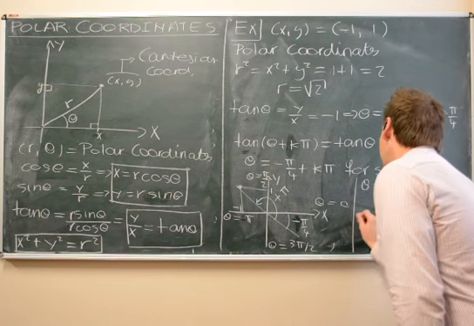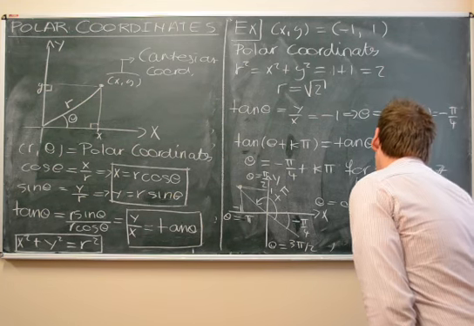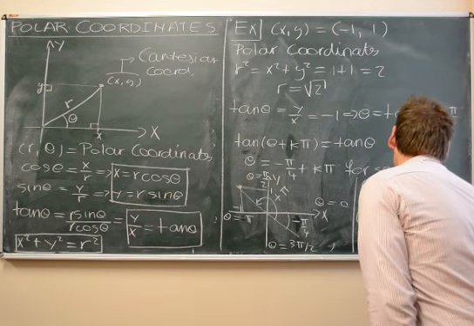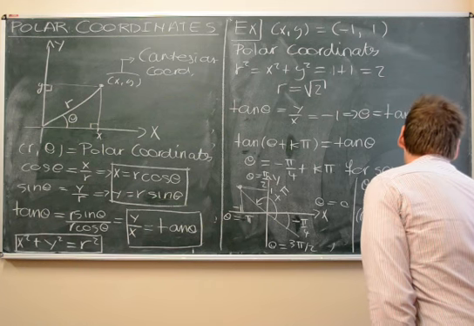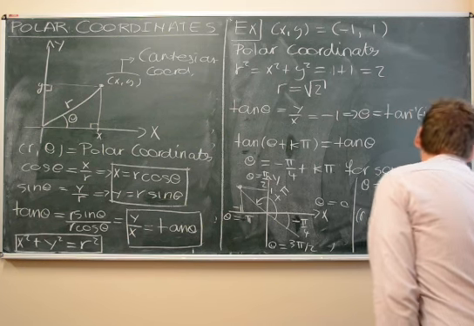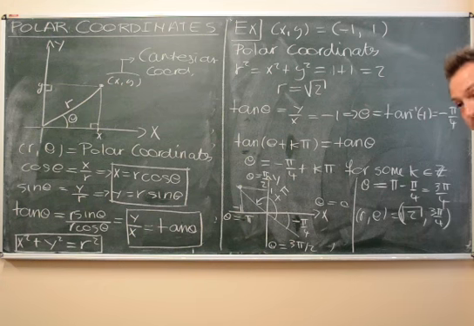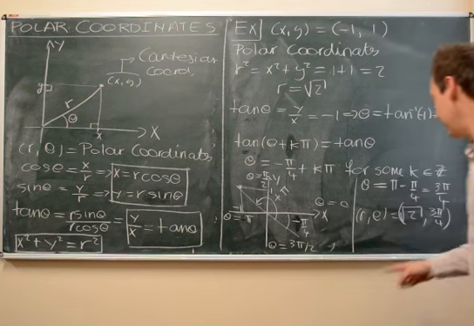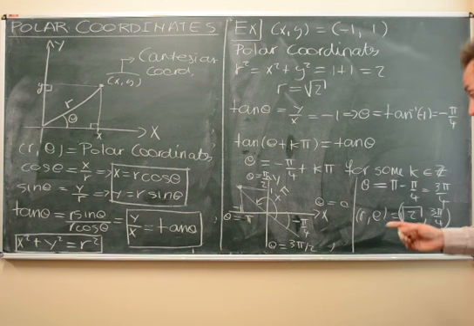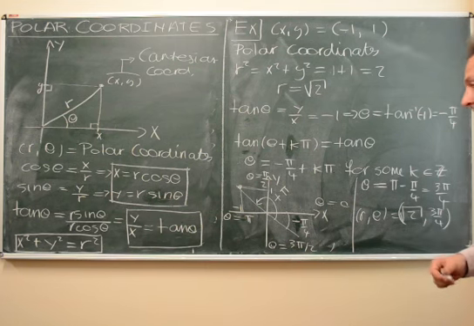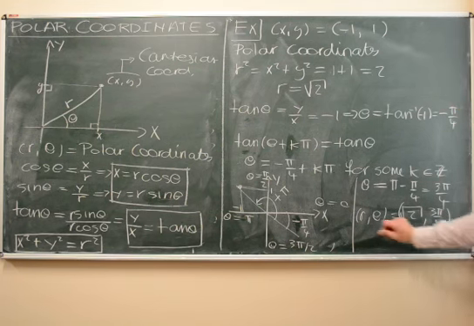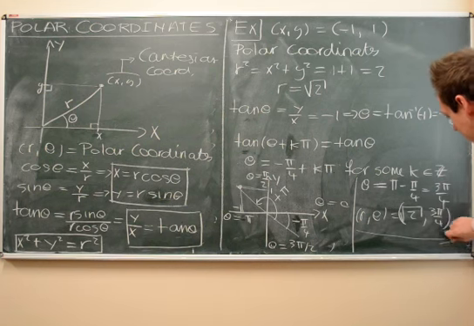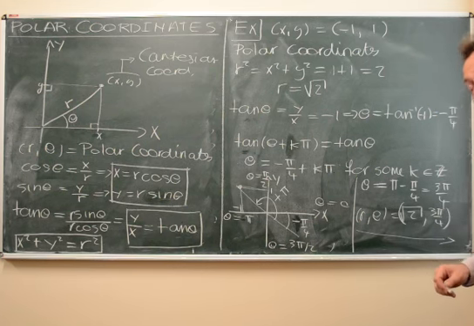So the polar coordinates r, theta for this point: r is root 2, theta is 3 pi over 4. So you could actually get different values here. You could add another 2 pi to theta, and you'll still get the same point with a different value of theta. And there we go. Polar coordinates for a point.